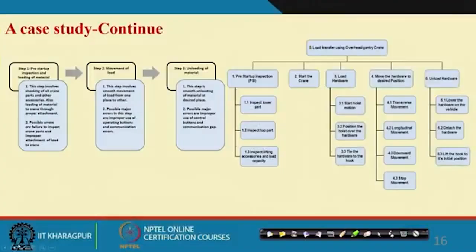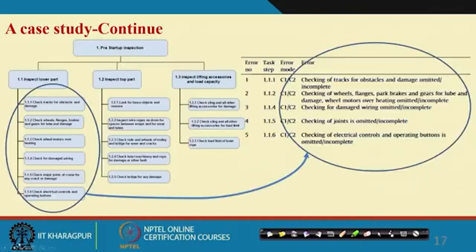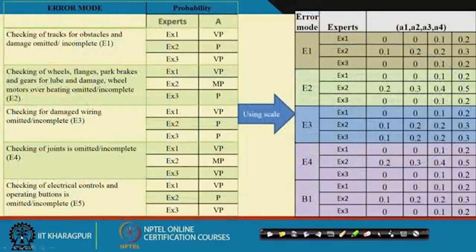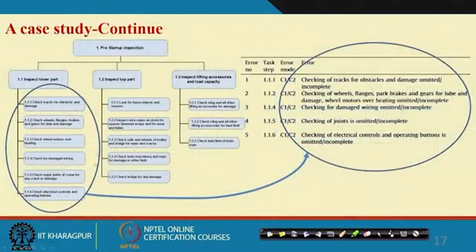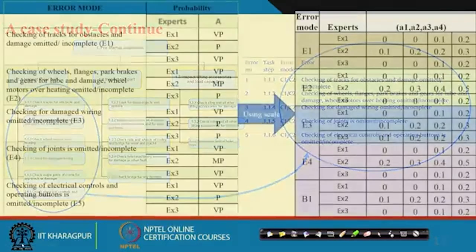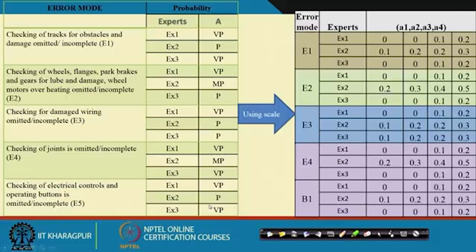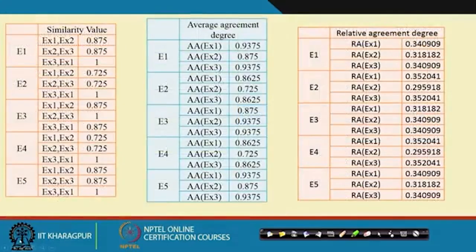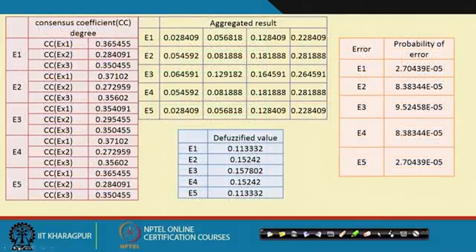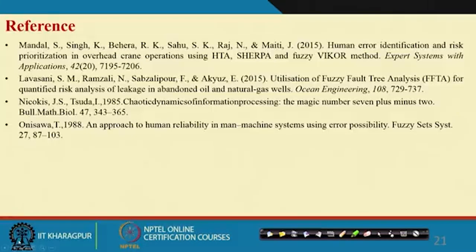What is this case study known to you? This case study is the crane study, where we did task analysis and found many error modes, and then collected expert opinions. Here we are showing only this portion: inspect lower part, the different task elements and the different error modes that happen. With this, we took the three experts' opinions and converted them to fuzzy values. Then all the calculations I have explained so far are used, and the error probability values are computed. This is interesting, and I have completed it very quickly, in a hurry. I hope that you have really understood it.